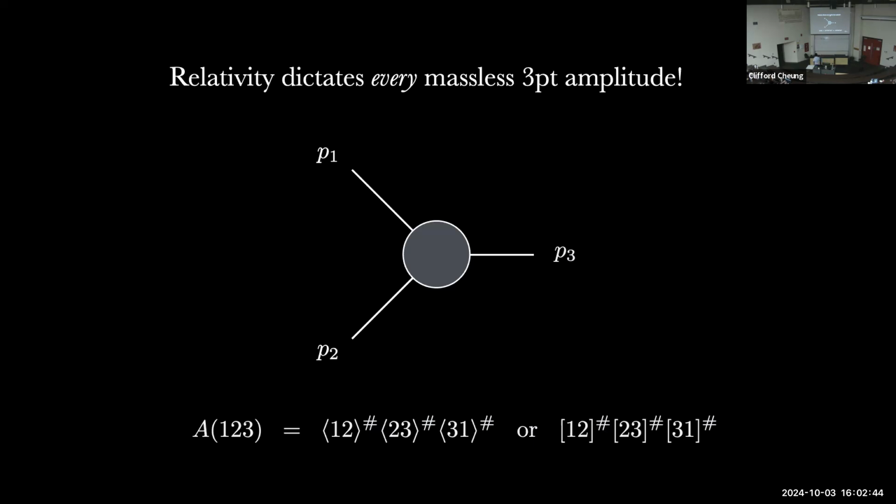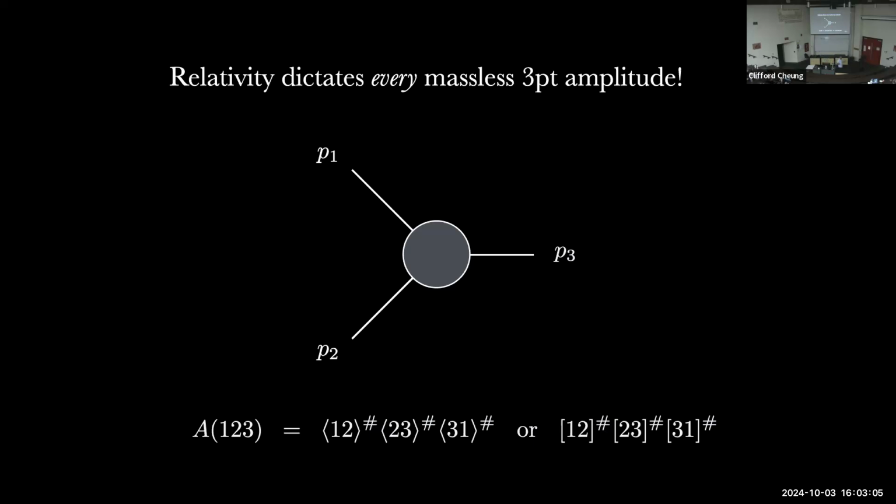Okay. So it turns out for massless three-point amplitudes, and actually also for massive ones, this entirely fixes what this function can be. I'm not going to go through the algebra of why this is true, but it forces the amplitude to be either a product of those angle brackets we saw before or a product of those square brackets. And again, the insides of this don't matter.